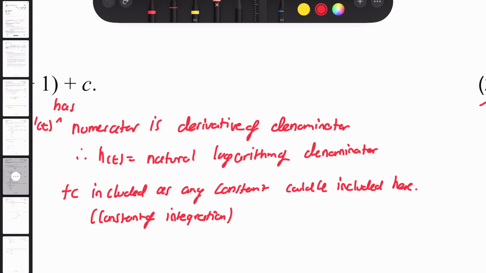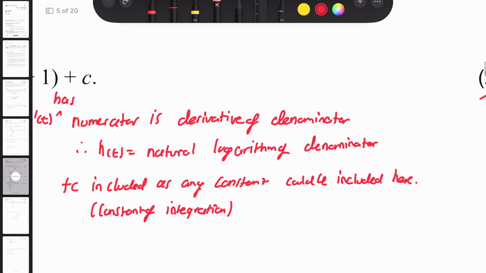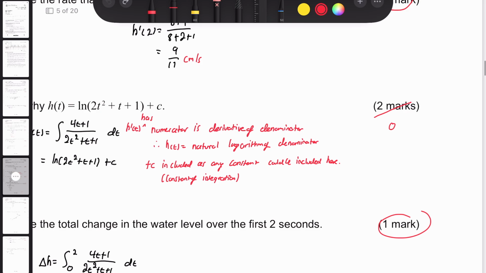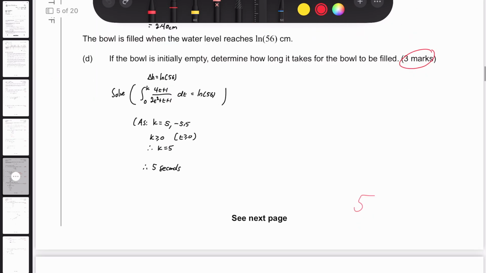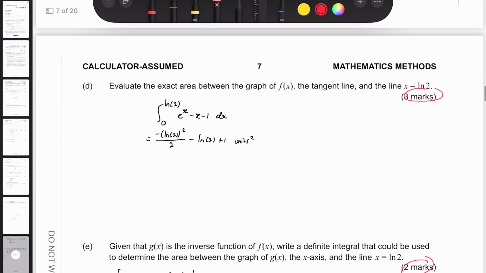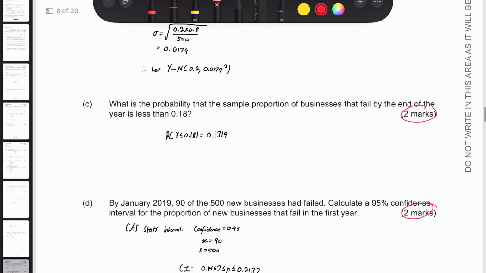Wait, let me see their wording. Plus c needs to be included in the function as any constant could be included here. It must be included, which is the constant of integration, because it's like the family of functions. Plus c must be included as any constant could be included. But these are right, these are going good. Pretty good.